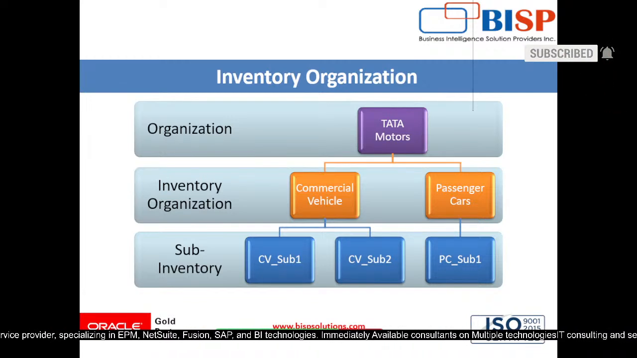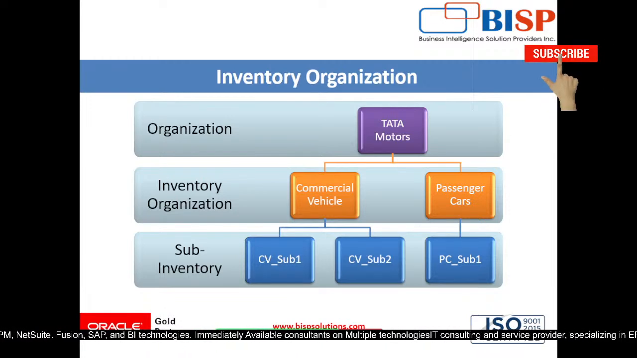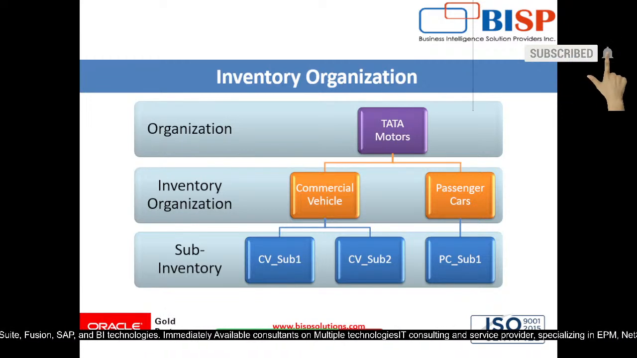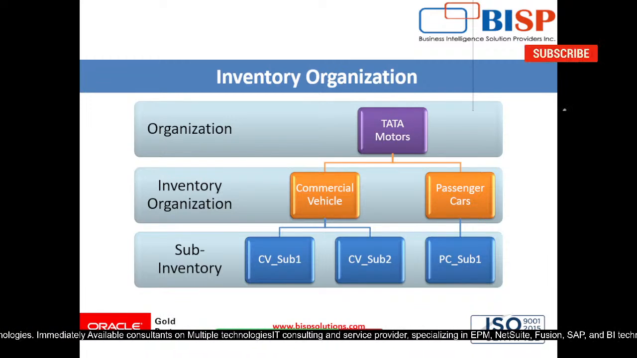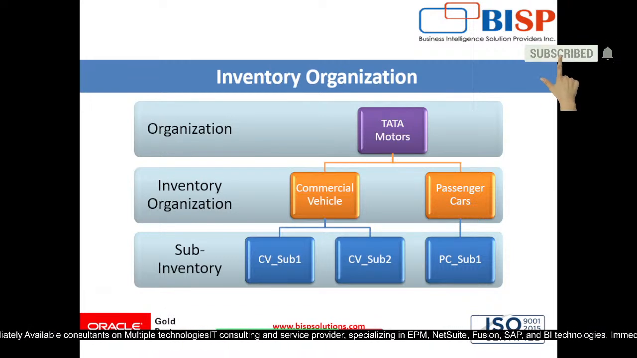So we define the commercial vehicle inventory organization, and maybe you can even give the same name for two different items, right? So how do we distinguish it from the other? To avoid this item duplicacy, the item master organization feature comes into the picture.